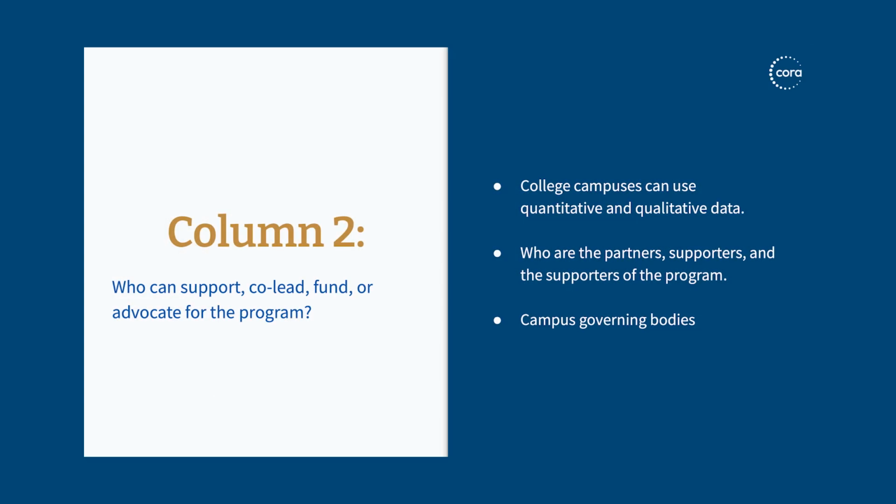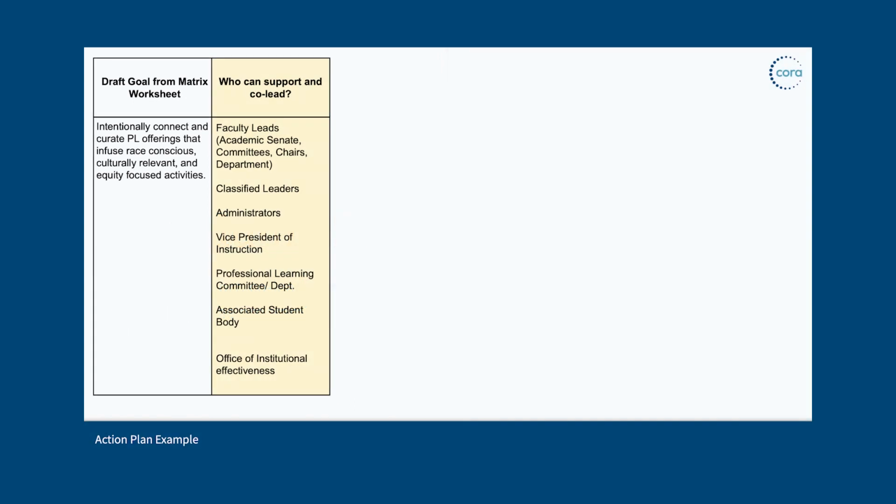So in column two, let's think about who can support, co-lead, fund, or advocate for this professional learning programming. Remember, college campuses can use quantitative and qualitative data. They can identify their partners, supporters, and advocates for the program. And then what are some of the campus governing bodies that could be involved in supporting this goal? So who can support? Here we've listed a large number of groups, right? And remember, Long Beach City College also identified 7 groups that collaborated to design the cultural curriculum audit. So think about how that collaboration could move this program forward, because you have the support, the buy-in, and the influence from all these different important voices within the campus community.